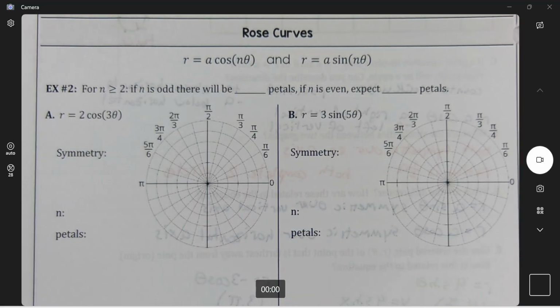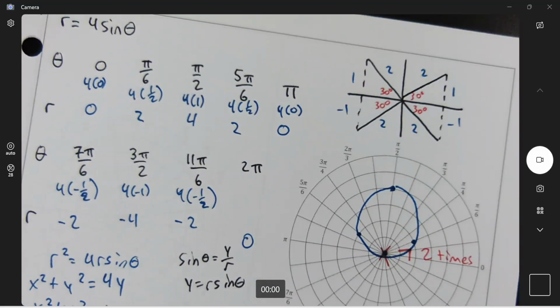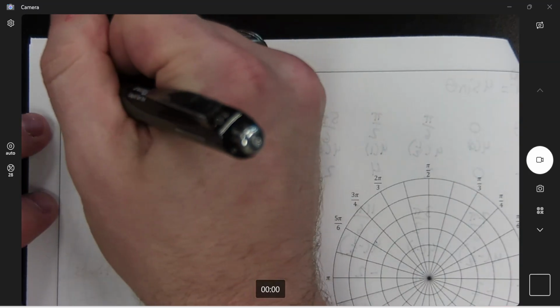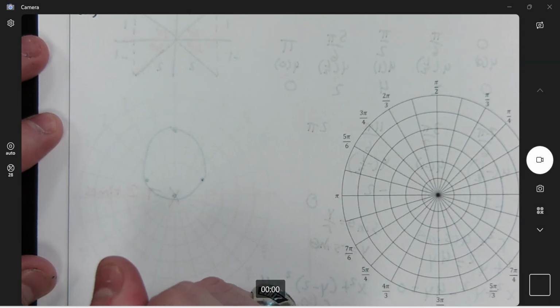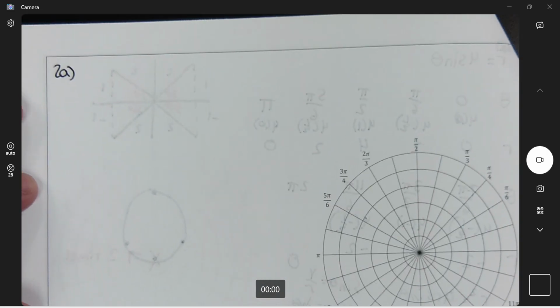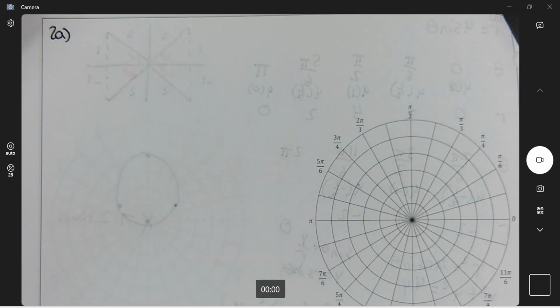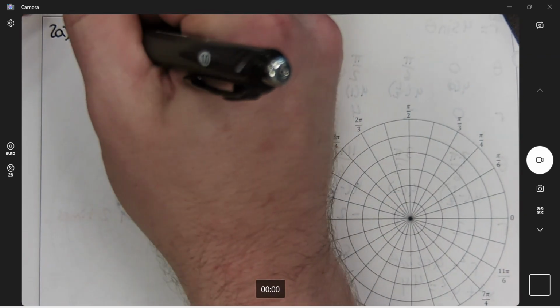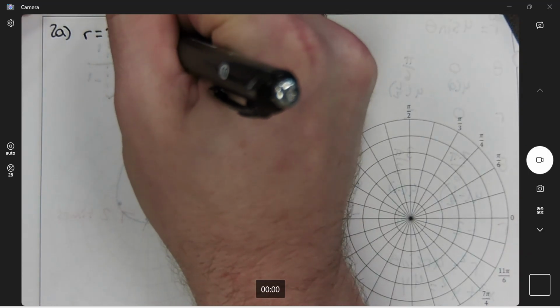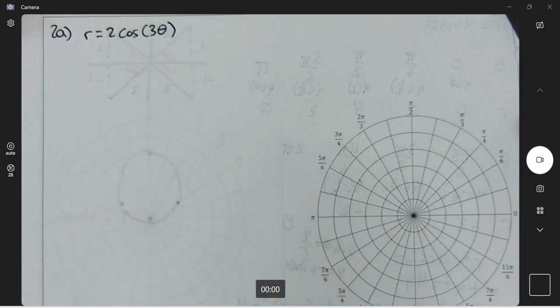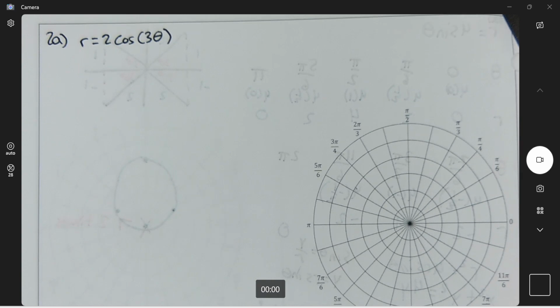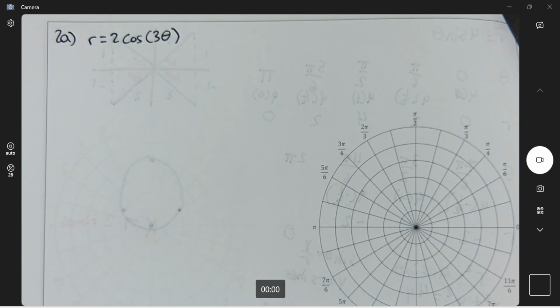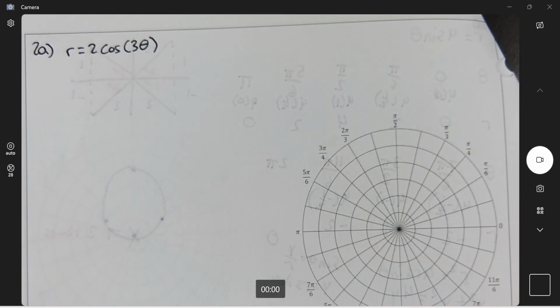This is too small for me to work on, so I'm going to go to my note-taking guide, and we will do example 2a here and 2d down below. Example 2a is r equals 2 cosine of 3 theta. We are still going to use the same 8 pretty points, but where they land spoke-wise at what thetas are now adjusted.